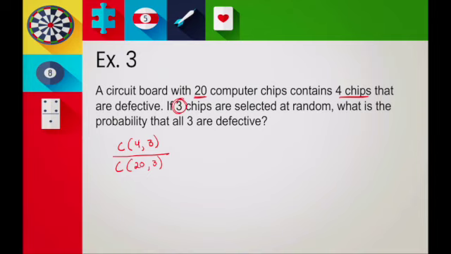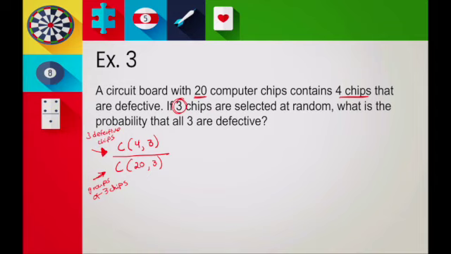So the probability that all 3 are defective, right? The numerator here is the number of ways that we get 3 defective chips. And then the denominator is all of the ways that we can pick groups of 3 chips out of 20. So our probability is going to be the number of ways we can have 3 defective chips out of the total number of ways that we can pick 3 chips.